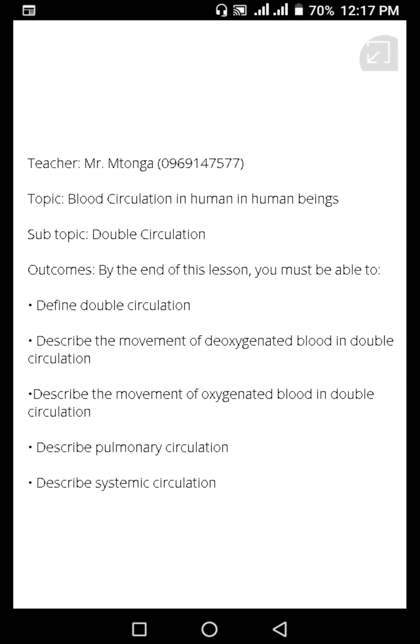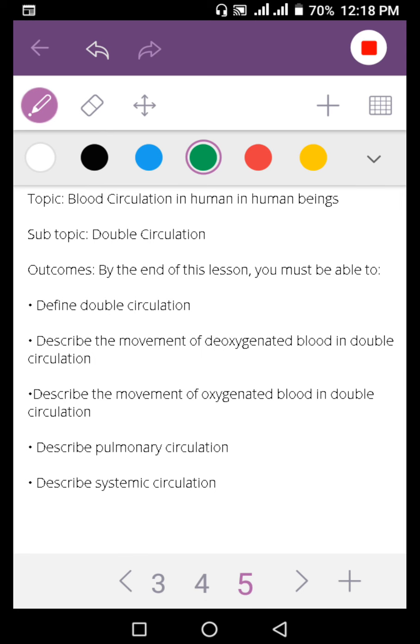By the end of watching this video, you must be in a position to know the following. You must be in a position, first of all, to define double circulation. You must also be in a position to describe the movement of deoxygenated blood in double circulation. Apart from that, you must also be in a position to describe the movement of oxygenated blood in a double circulation. Then thereafter, you must also be in a position to describe pulmonary circulation and also to describe systemic circulation. So let's go ahead and let me teach you how you are going to know these 5 concepts.